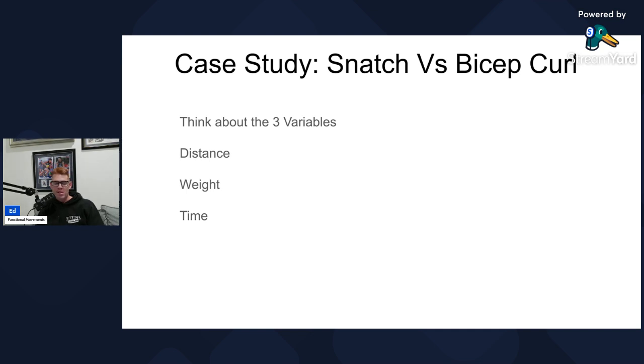Think about the distance the bar moves in the snatch from the ground. If you squat snatch it, it goes into a squat and then overhead. Think about the distance it moves in a bicep curl. Think about the weight for somebody who's proficient at the squat snatch versus the weight in a bicep curl. And then think about the time.